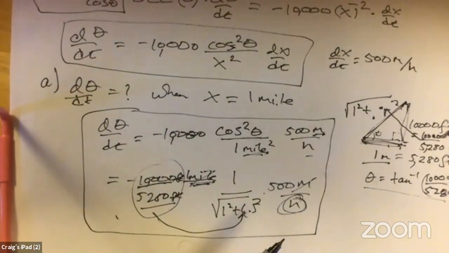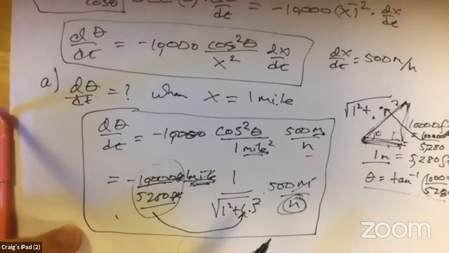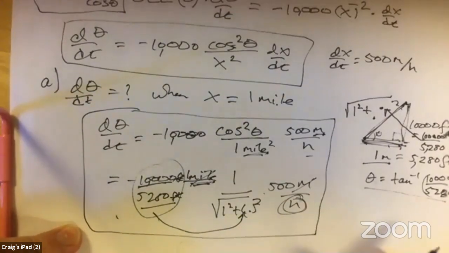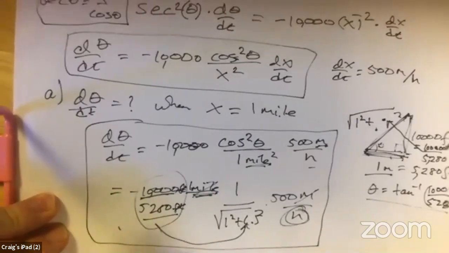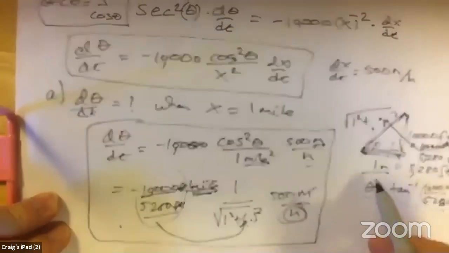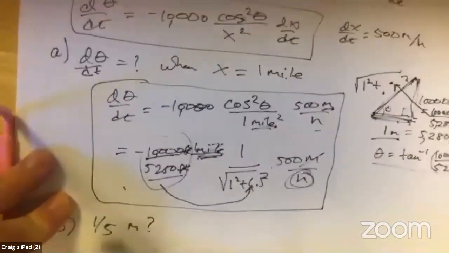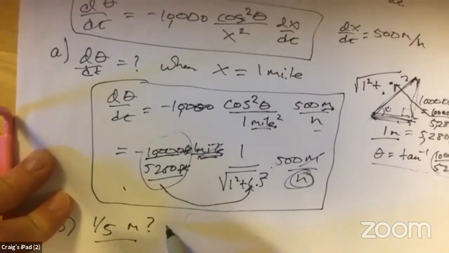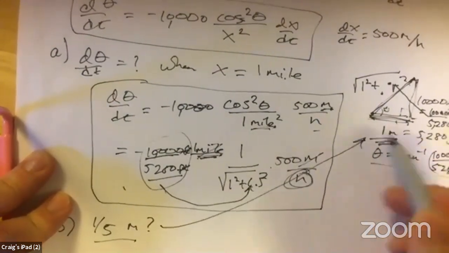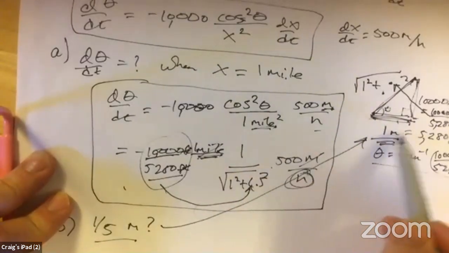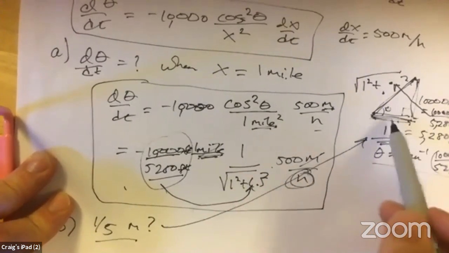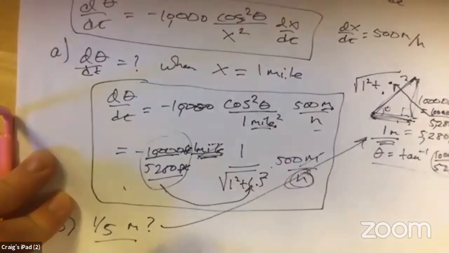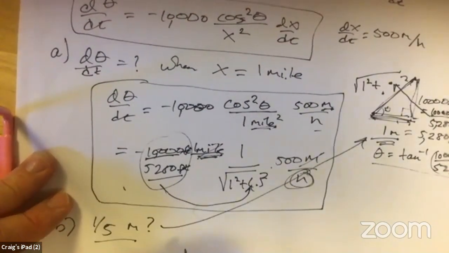so that's it. And then it also asks what happens if it's 1/5 of a mile away. When you're asking about 1/5 of a mile away, you're just going to put 1/5 in where the 1 showed up here. It's now the adjacent leg of the right triangle. And same thing with the last one.